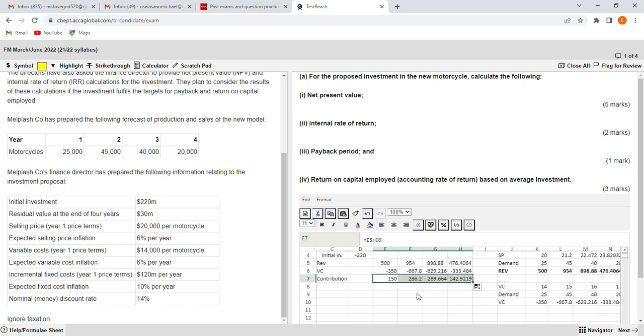You have your contribution. After your contribution, they say that incremental first cost is 120 million. Year one is in current price, 10%. So first cost 120 million. So 120 is already in millions. So equal to this times bracket open 1 plus 10% close bracket. Move to year 4.